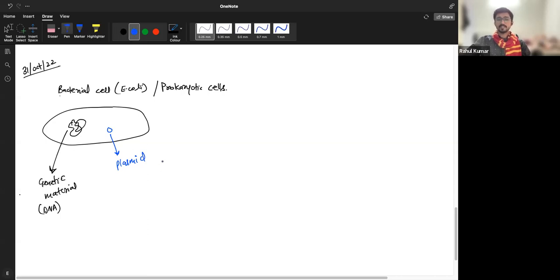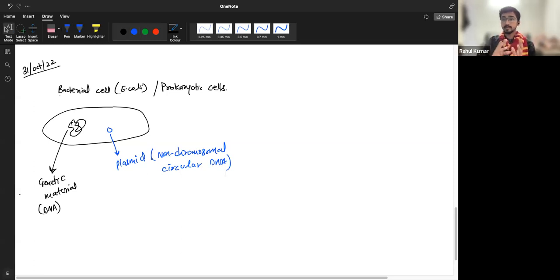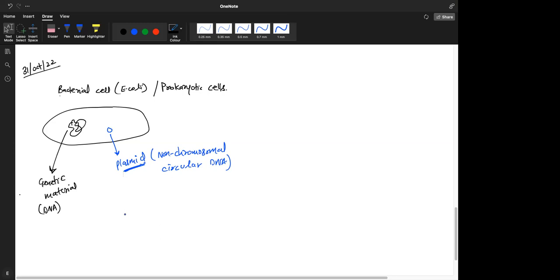This is plasmid. Plasmid is a non-chromosomal circular DNA present in a bacteria. It is an extra DNA present apart from the chromosome, or the genetic material of the bacteria itself. Have you not studied about plasmid in your junior classes? You must have studied plasmid, right? Yes or no? I don't remember.